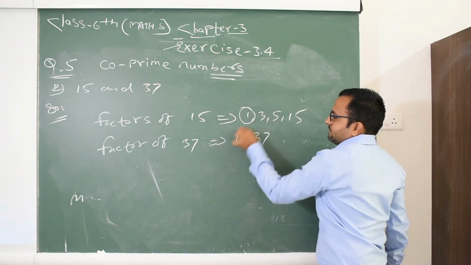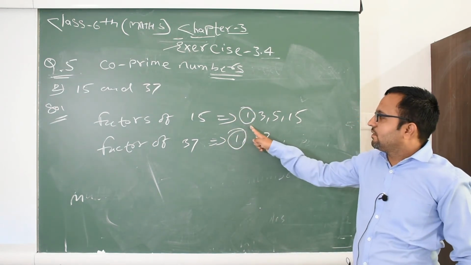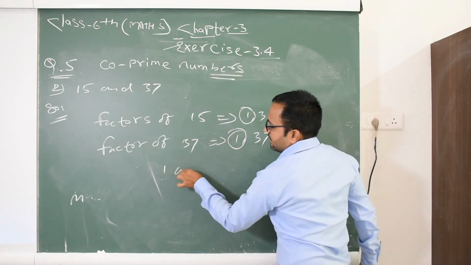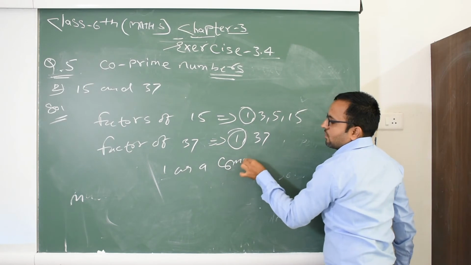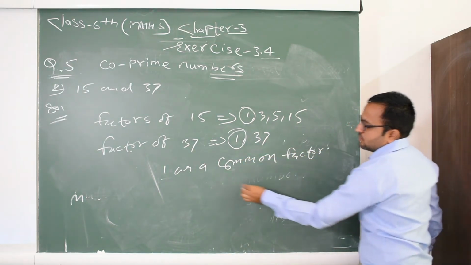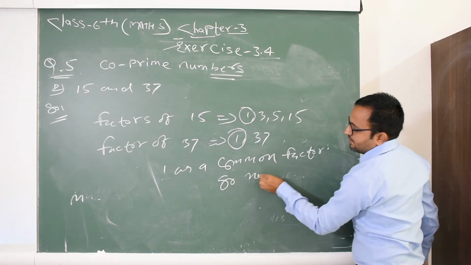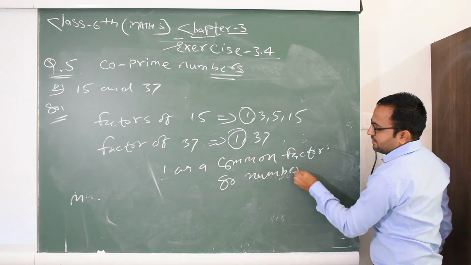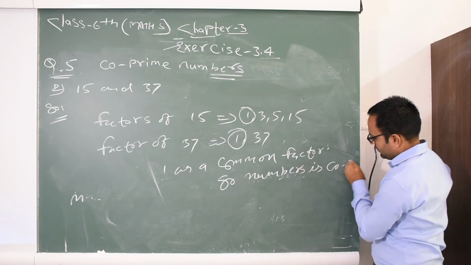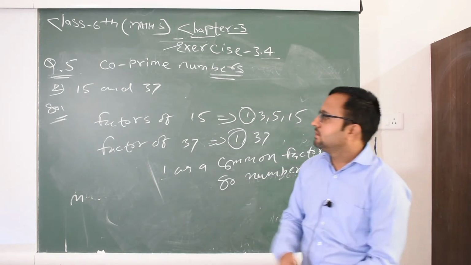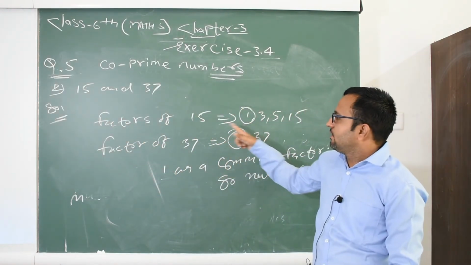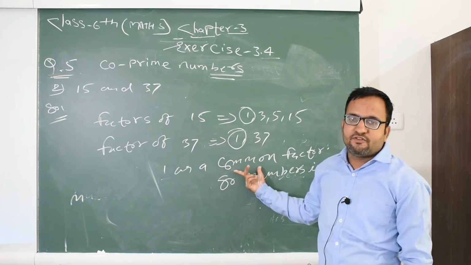Now we see 1 as the common factor. So the numbers are co-prime. So 15 and 37 are co-prime numbers because 1 is the only common factor.